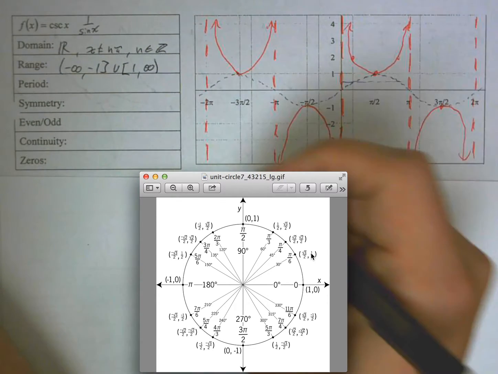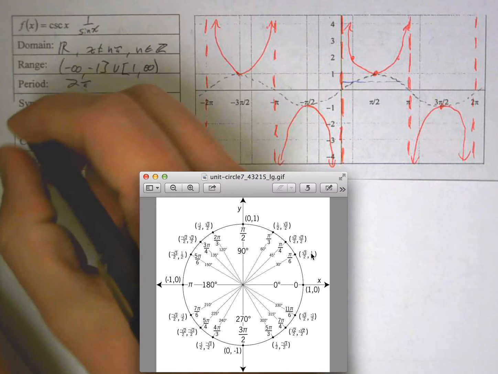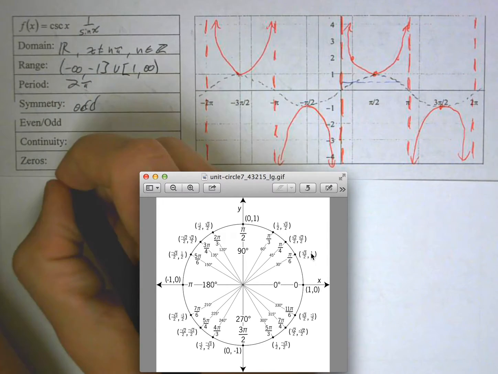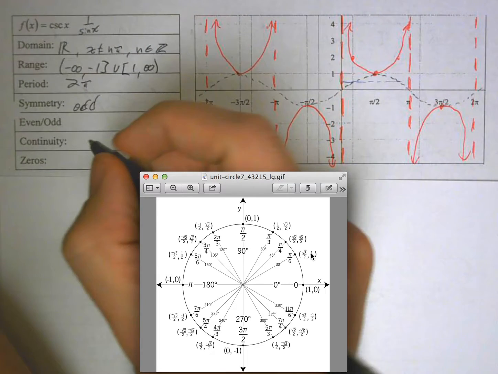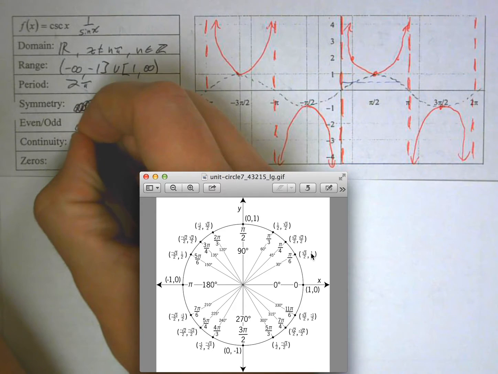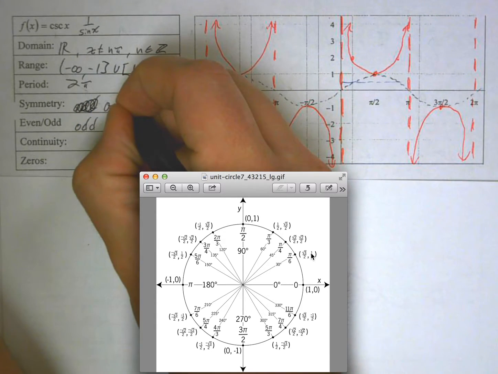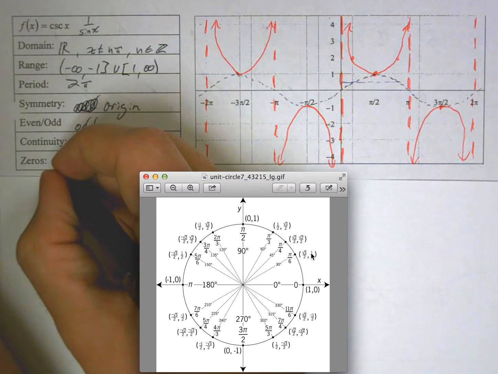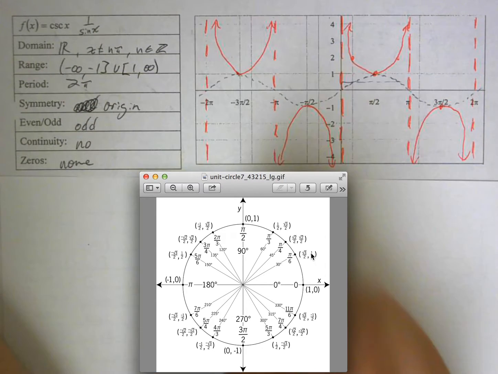The period is the same as sine. This is 2 pi. Symmetry is also the same as sine, so this is odd. Pretend like that says odd. This is odd. This is origin. Continuity, no way. Zeros, there are none.